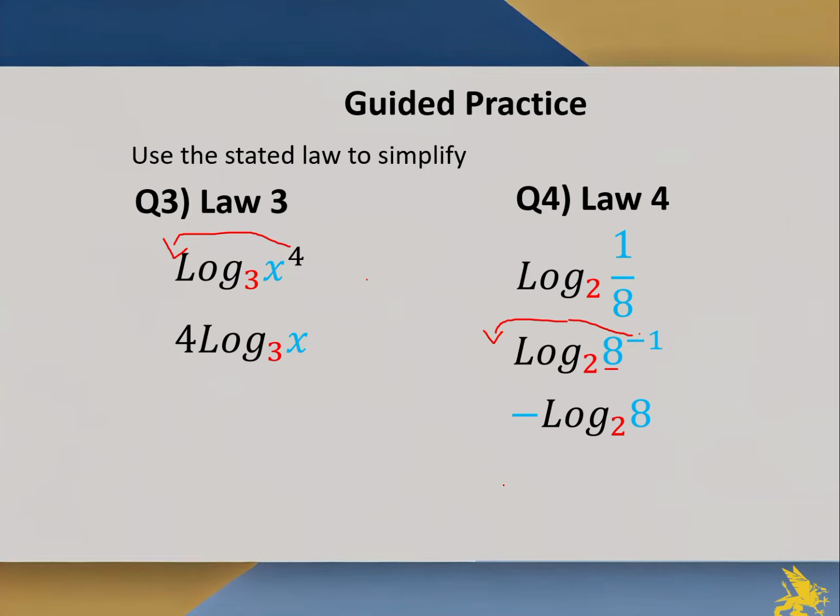Another way I could write this, I was going to do it over here. I'll put the answer there first, is negative log base 2 of 8, and then I can write 8 as 2 to the power of 3. That 3 goes out the front and gives me -3 log base 2 of 2. Now we know when we've got log base 2 of 2, it has to give me 1. So it's saying 1 times -3 equals -3.